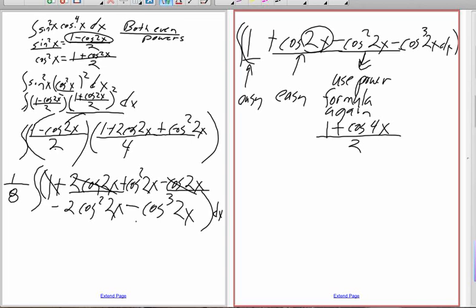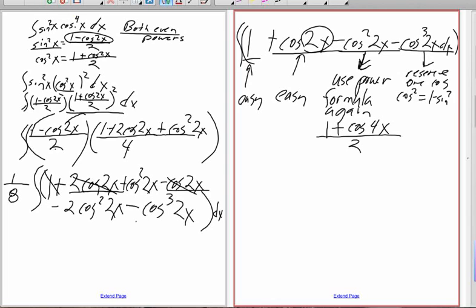And then this one you reserve one cosine, and then the cosine squared left you turn into 1 minus sine squared. Distribute out and integrate it. And that's how you handle these. Now, I'm not going to go ahead and do all of these, but this is basically how you would approach this. Okay.